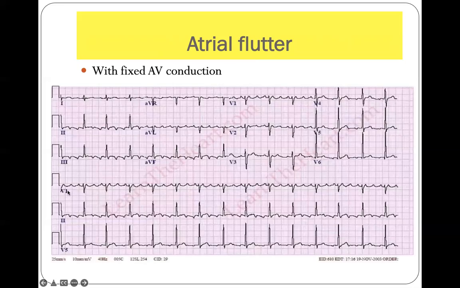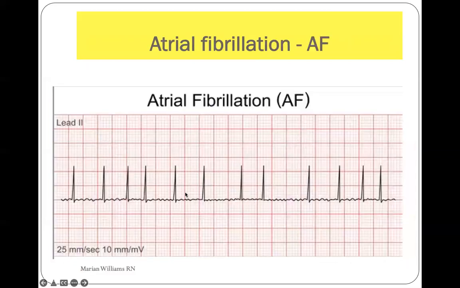But here, if you look at the V1 lead, this is 1 P, 2, 3 Ps followed by QRS. Then 1, 2, 3 followed by QRS. Then 1, 2, 3 followed by QRS. So this is an atrial flutter with a fixed 3 to 1 AV conduction.